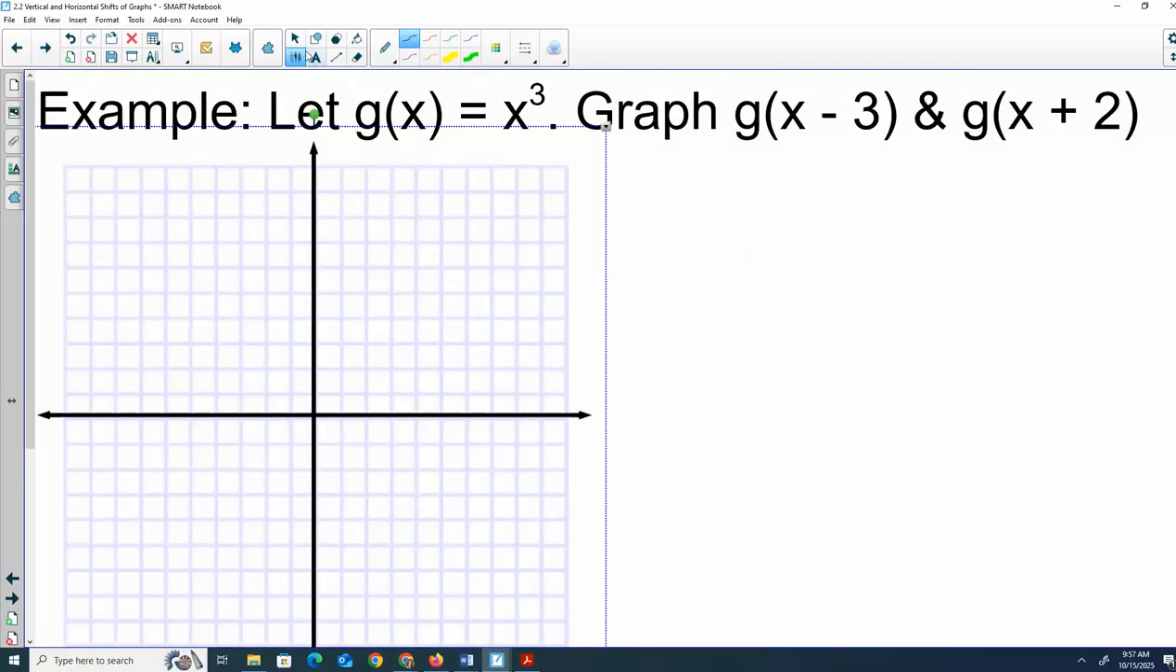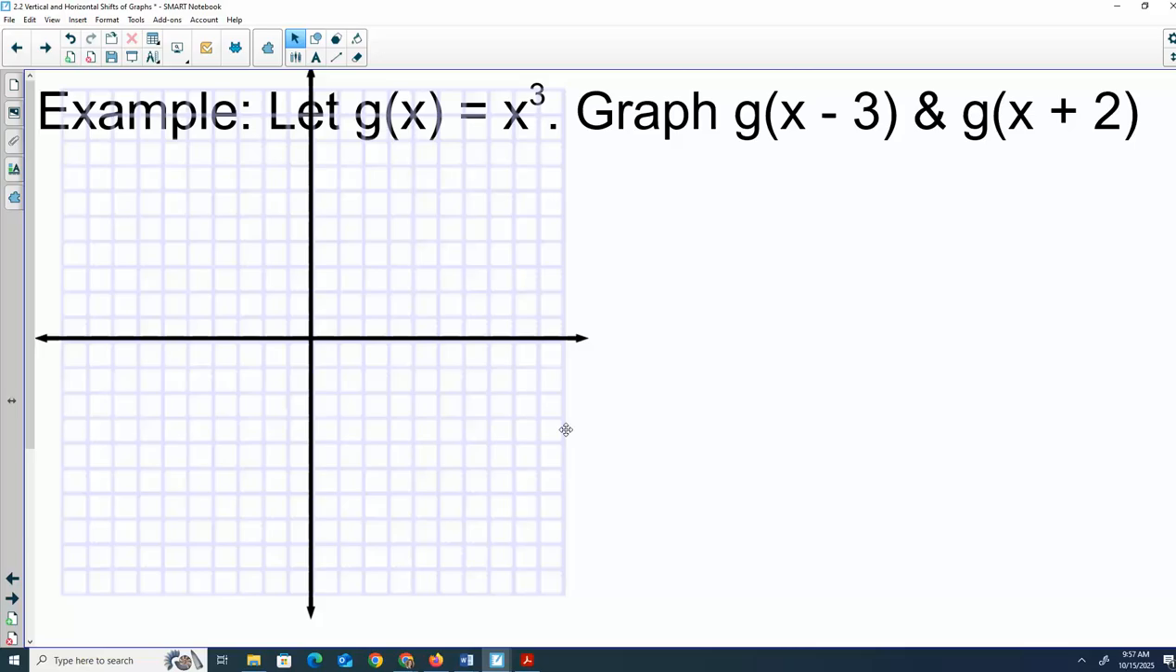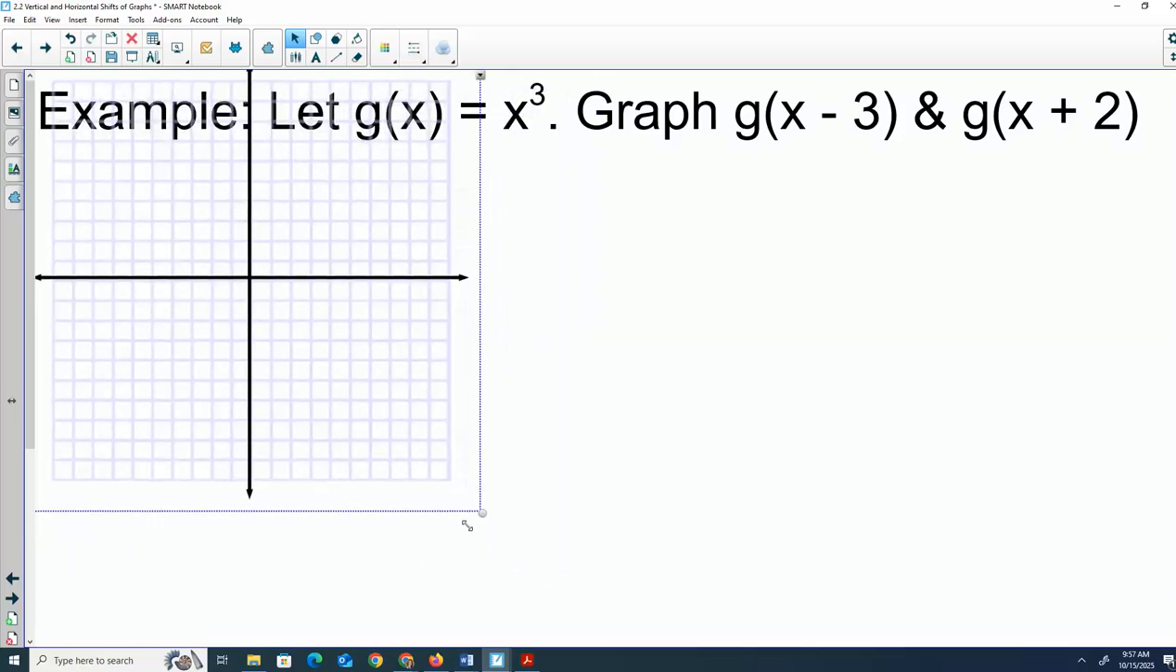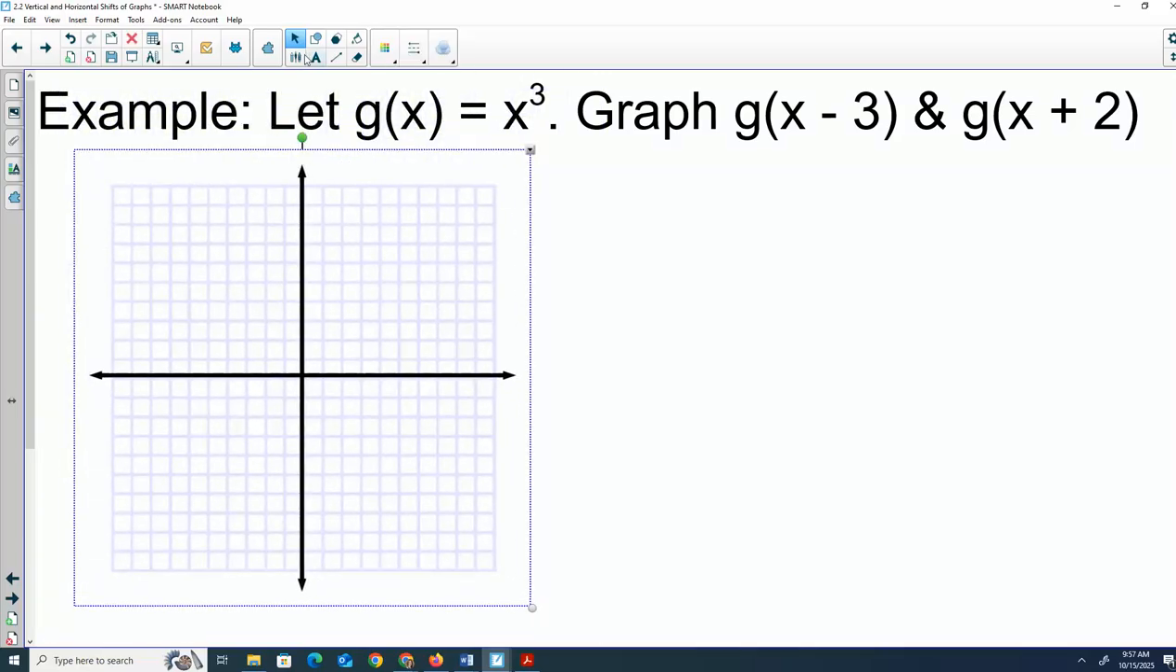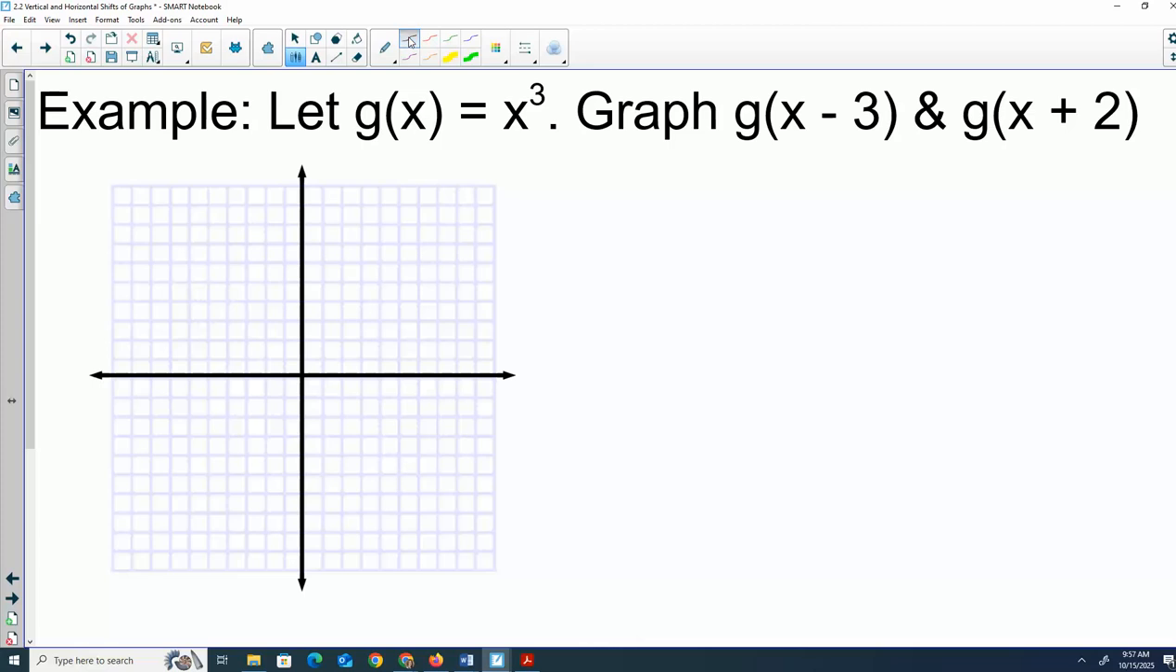Let's look at this one. G of x is x cubed. That's my parent function. So we know we've already done that one once. 0 cubed is 0, 1 cubed is 1, 2 cubed is 8, -1, -1, -2, -8.